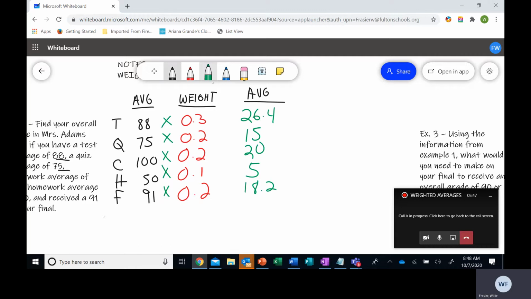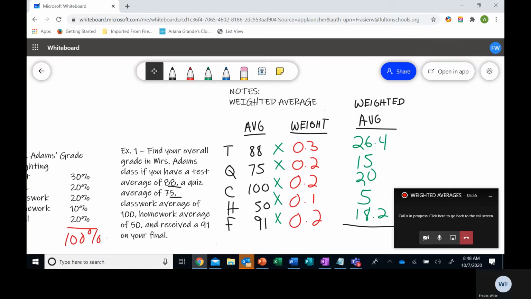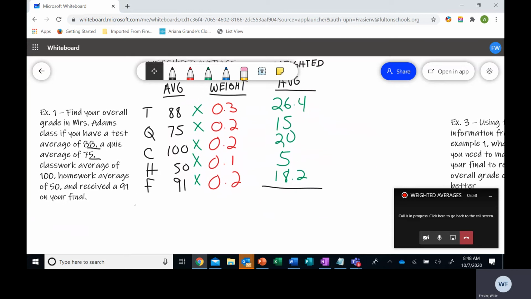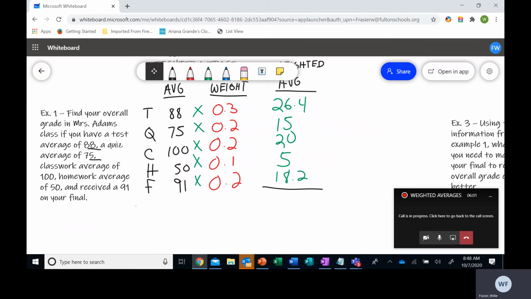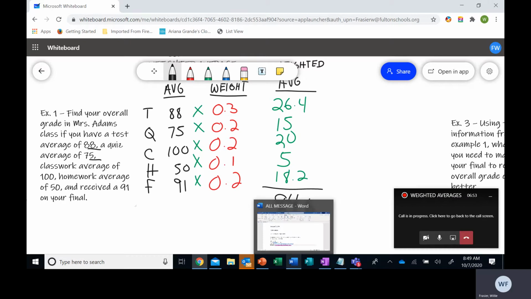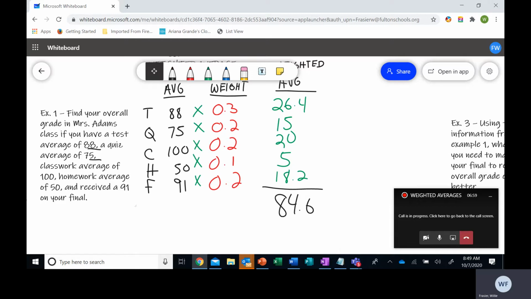All right. So here, to get our overall grade for Mrs. Adams' class, what we have to do is take all the averages and multiply each one by its particular weight. What we get is the weighted average. Then we add all these weighted averages together to get our overall grade in Mrs. Adams' class. So, 84.6. That is how you do that problem. Got it? So let's look at the next example here.